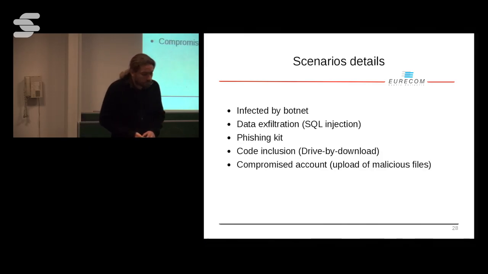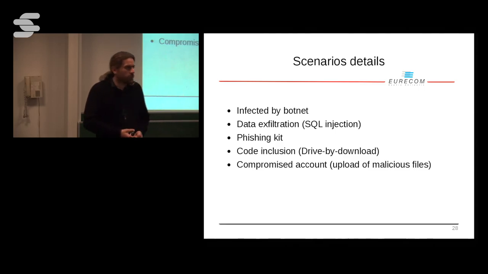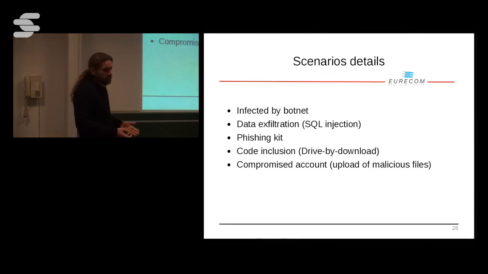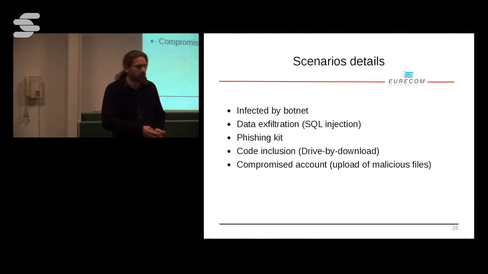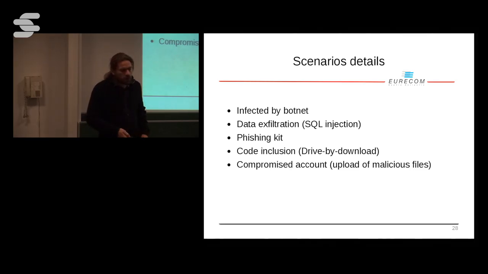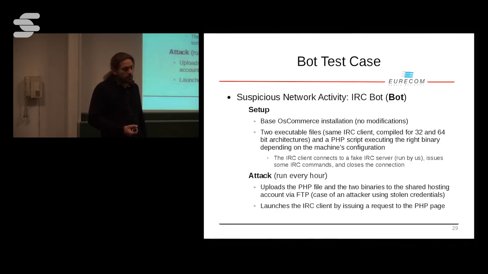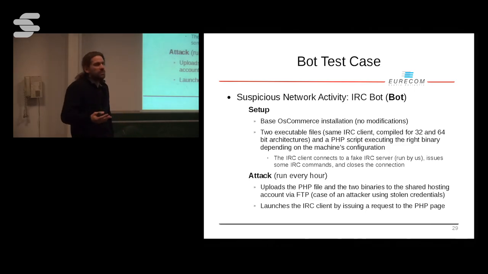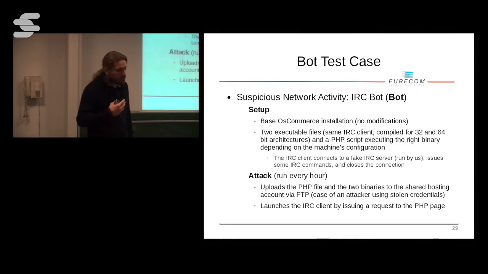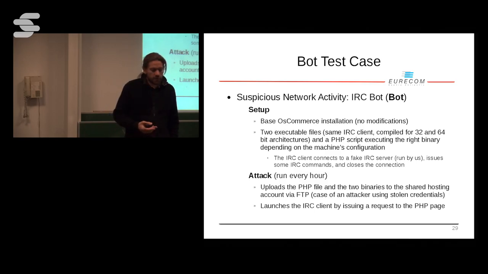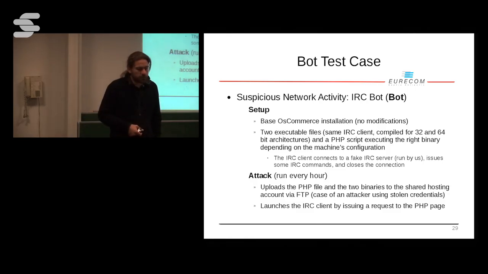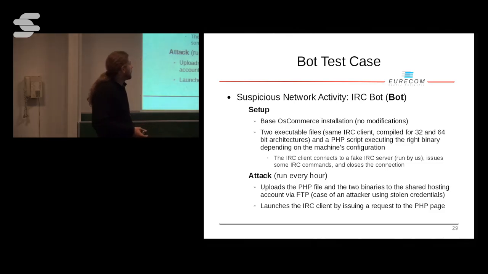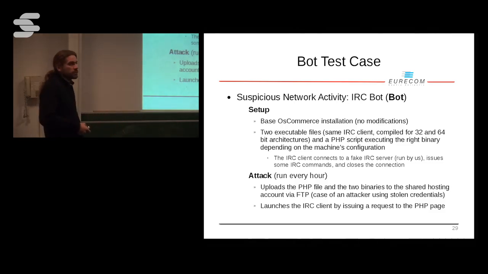So then we set up several scenarios. Infection by a botnet, I mentioned them a bit already. Data exfiltration with an SQL injection, phishing kit, code inclusion, and compromised accounts. So for the bot test case, basically we simulate a botnet activity, right? We make an osCommerce installation with a modification, and we have two executable files, an IRC client compiled for 32 and 64 bit architectures, and a PHP script executing the right binary depending on the machine configuration.